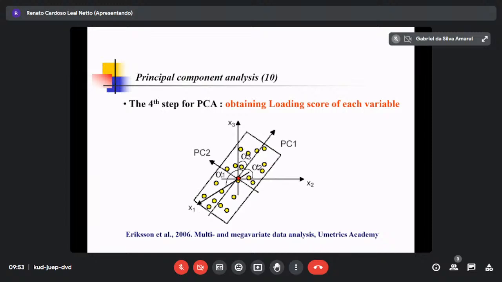Multi- and Megavariate Data Analysis is, for me, very easy. It includes PCA. It includes PLS, OPLS, multiple regression, SIMCA modeling. Everything is there. This one is not free, of course. If you don't have money, Chapter 3 is available for free. That one is the basics of PCA, which is very important.